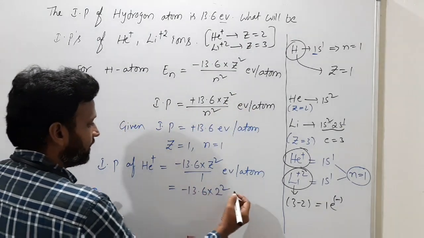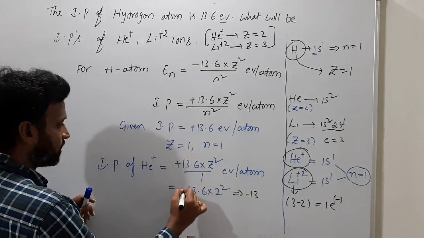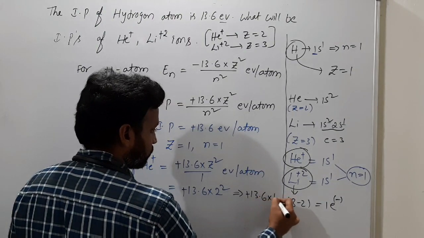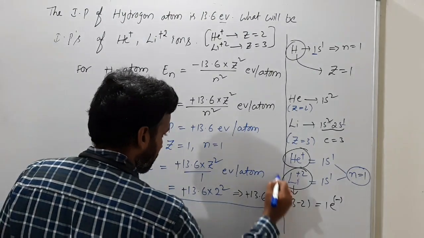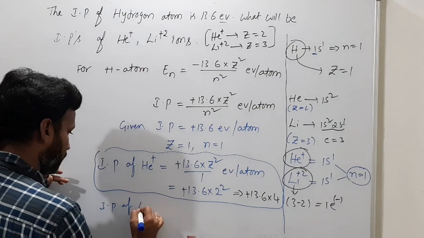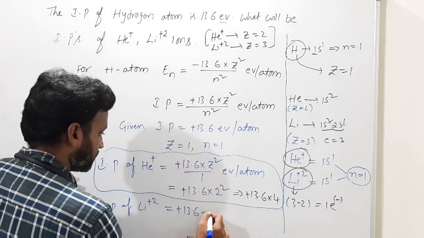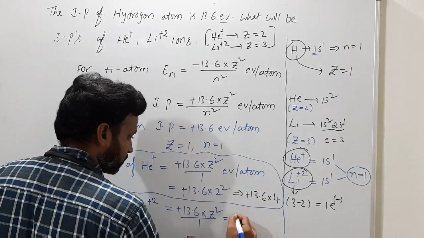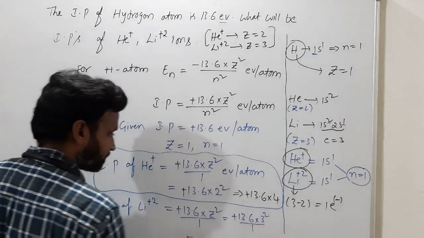Okay. Now for helium you have its ionization potential, no, it's plus. Sorry. And it's plus 13.6 into 4 here. Can I say now this is for He plus? Our one numerical is over. Now the ionization potential of Li2 plus is plus 13.6 into Z square by 1 only. So here also plus 13.6 into 3 square by 1.